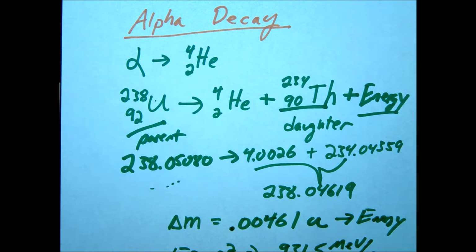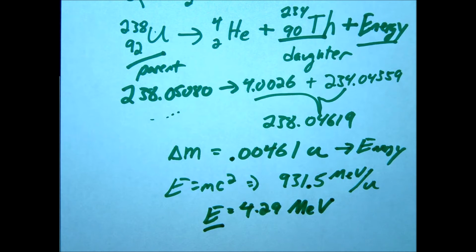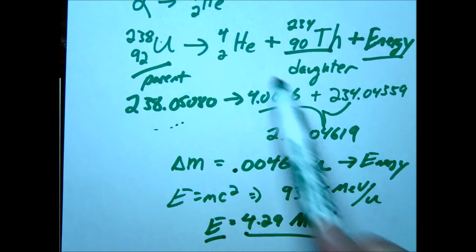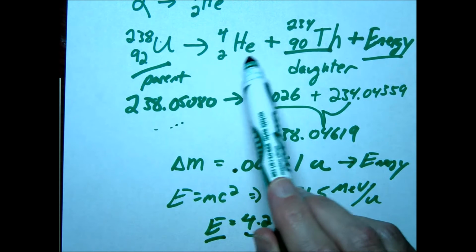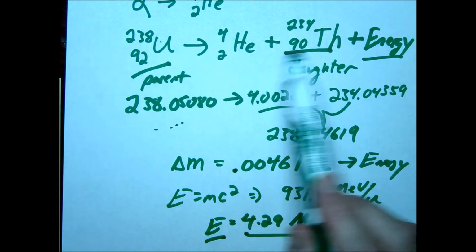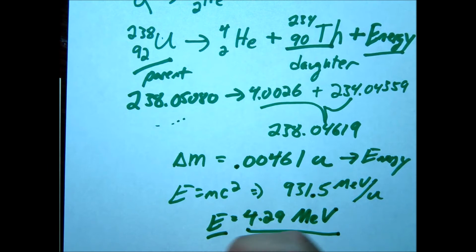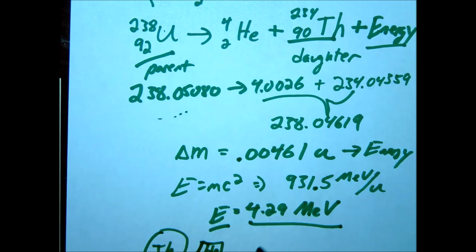So the next question is, where does that end up? What do we mean by energy? Where does that go? 4.29 mega electron volts. Well, this goes into the 2 atoms. This extra energy is going to be transferred into these 2 atoms. So, for example, you have your thorium atom, you have your helium atom, and they're going to take on that energy in the form of kinetic energy. The thorium would go one way, helium would go the other way.